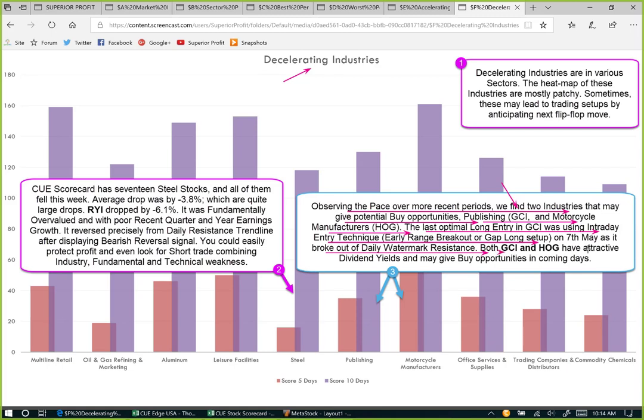And now both of them, GCI and HOG, may give potential long opportunities. It's not there yet, but we may keep an eye on them. Both of them pay reasonable dividends. Let me explain how I identified these opportunities.